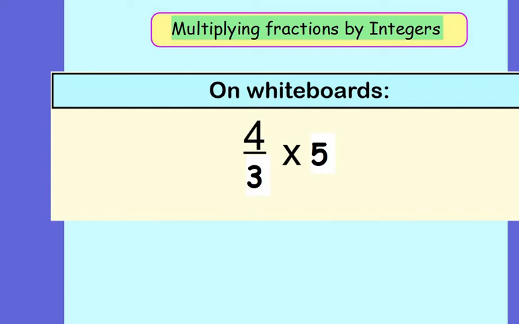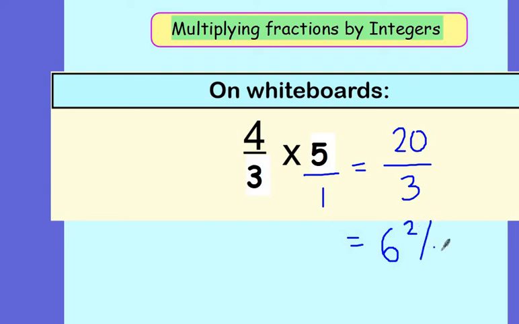How about now? Pause the video, have a little think. Okay, we're going to do it in the same way. Again, I'm going to write 5 as 5 over 1. I'm going to multiply my numerators together. 4 times 5 gives me 20. 3 times 1 on the bottom gives me 3. How many 3's are there in 20 for me, Macy Jane? 6, lovely. 6 times 3 is 18. And then I've got 2 left over.